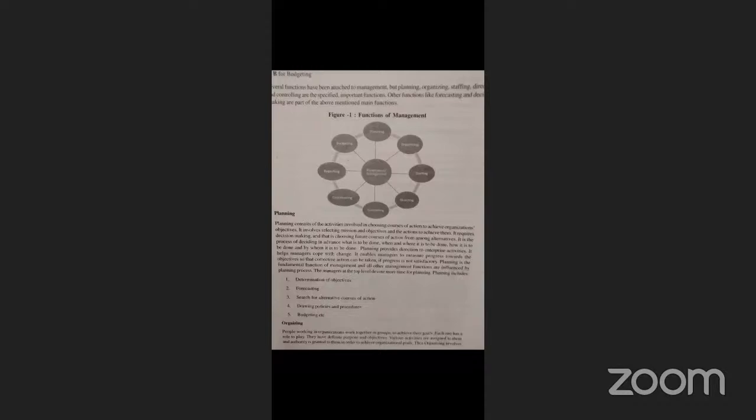From the exam point of view, they can ask a question such as: describe POSDCORB. The full form of POSDCORB is: P stands for planning, O stands for organizing, S stands for staffing, D stands for directing, CO stands for coordinating, R stands for reporting, B stands for budgeting.